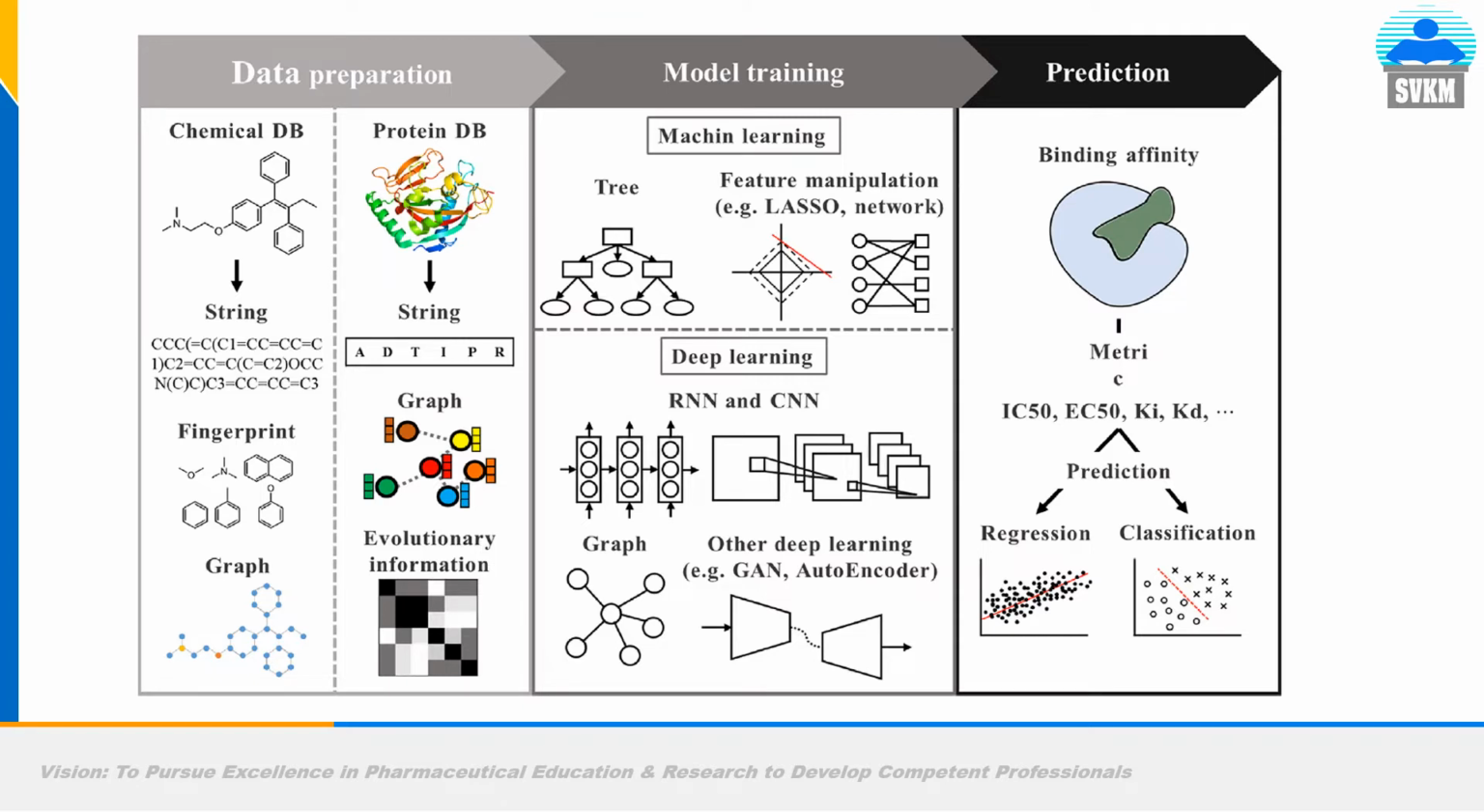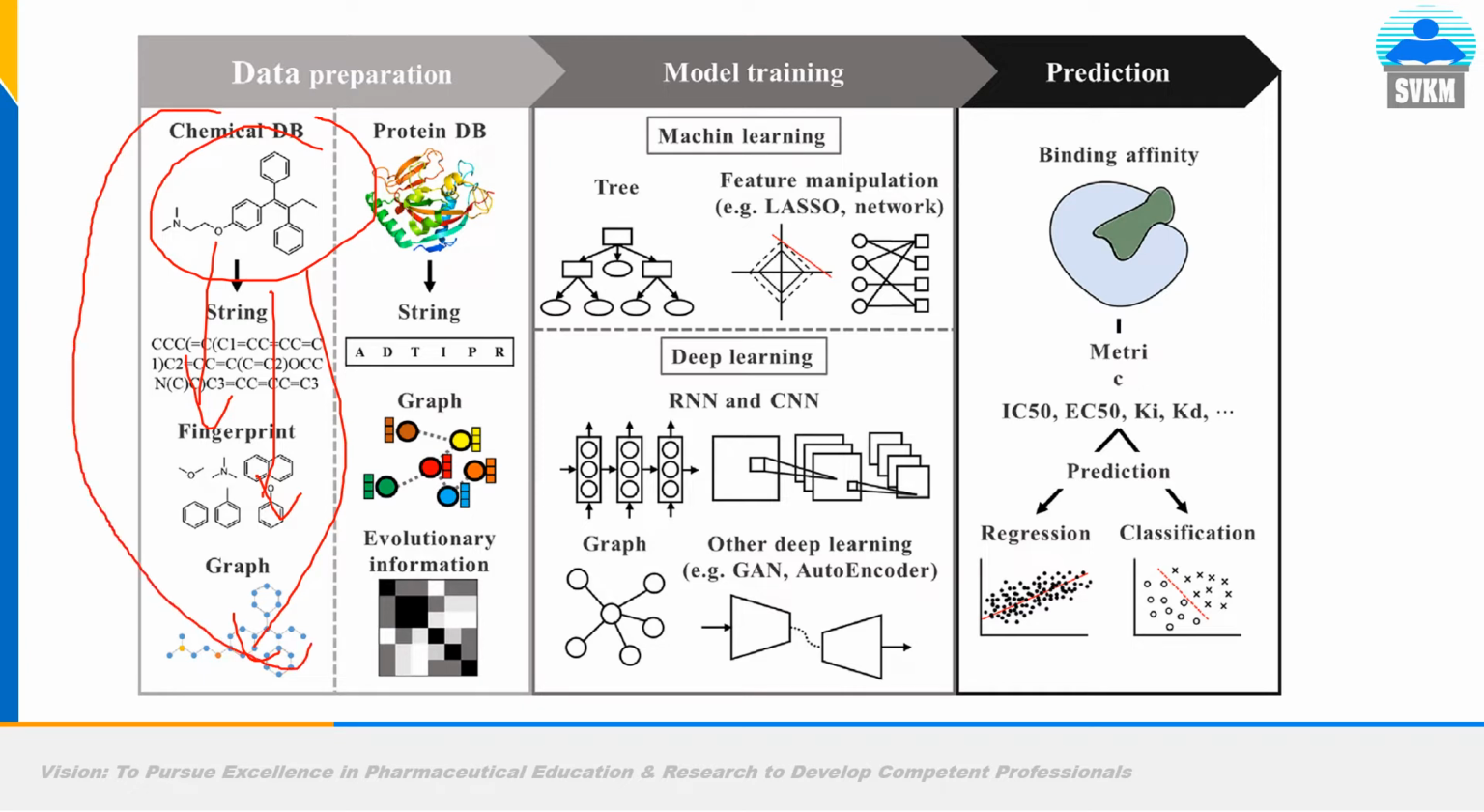So what is data preparation? You have to take the structures of chemicals from DrugBank, ZINC, or ChEMBL, or other available paid or publicly available data sources. So this is your chemical structure. You will convert it into a string or fingerprint or molecular graph, right? This is the ligand or the drug-like structure.